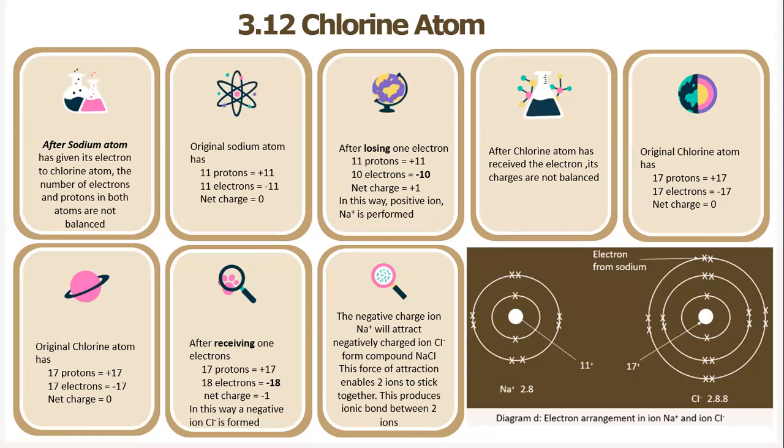So the positively charged sodium ion will attract the negatively charged chlorine ion to form the compound sodium chloride. This force of attraction enables the two ions to stick together. So as a result, this produces an ionic bond between the two ions.